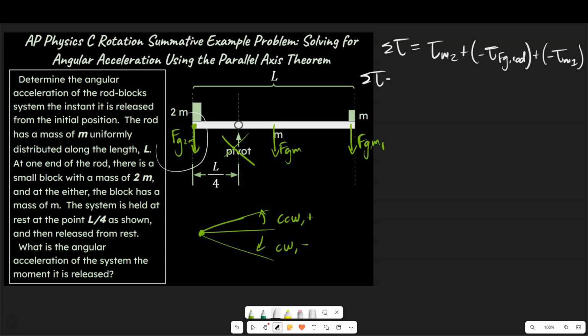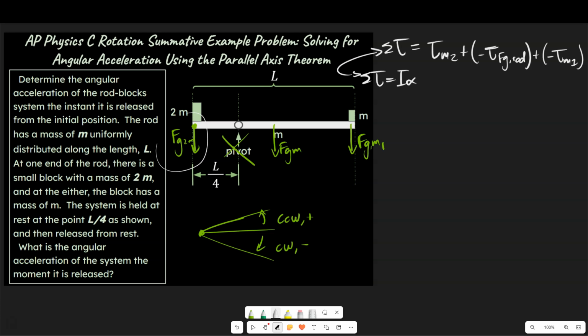The second line is just going to be torque is equal to I times alpha. And then we can just set these equal to each other because they are equal to each other. Just like saying the sum of the forces is equal to mass times acceleration. This is the rotational version of that.